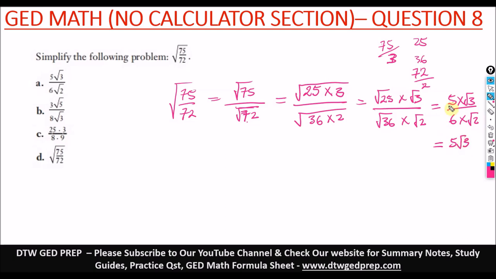Finally, we have 5 times the square root of 3, which is 5 root 3. You don't do 5 times 3 and get 15. No, you don't do that. It just stays outside the square root. And here we have 6 root 2. All right, so this is our final answer: 5 root 3 over 6 root 2. And our right option here is option A.